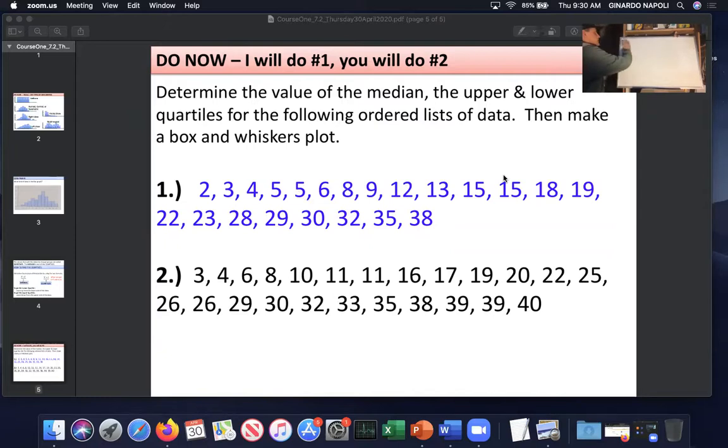Okay. So let's see, 2, 3, 4. Again, if you think you can do this, go ahead and try number two. And then in the future, I'll tell you what you should have gotten for your answers for number two. All right, so let's see, 13, 15, 15, 15, 19, 20, 22, 23, 30, 32.